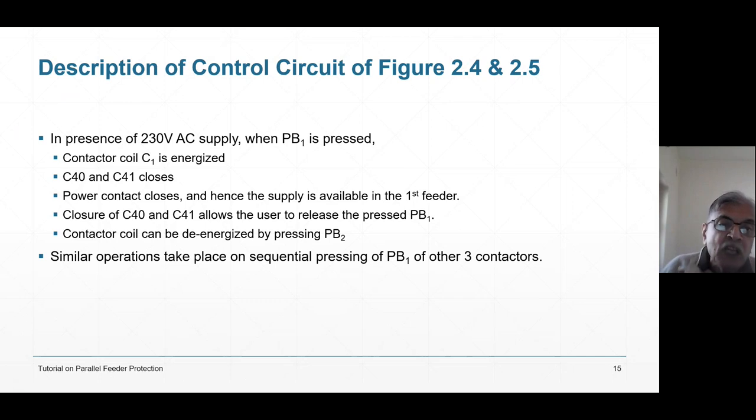And when the breaker is in the field, it is a different arrangement. For making the breaker on, there is a closing coil. And for tripping the breaker, there is a tripping coil. There are two different coils, whereas for a contactor there is a single coil. Either you energize the contactor or you de-energize the contactor. So these things a teacher has to tell the students, because students are very intelligent. They know everything.